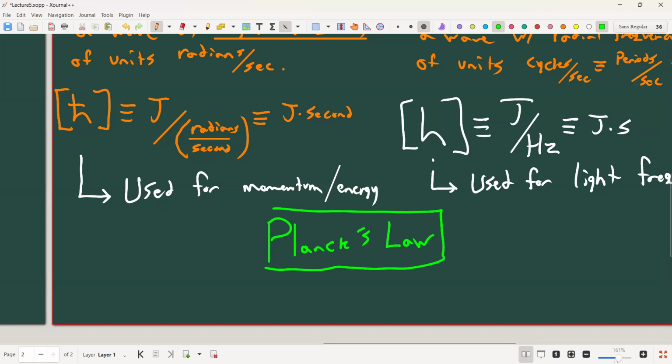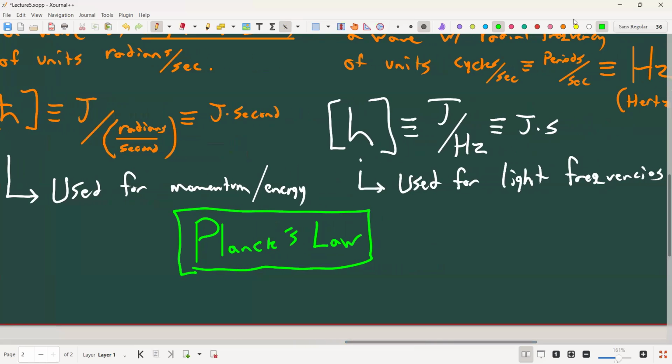This is one of those that I would highly recommend just burying in the back of your head. It's an equation I use on a daily basis in spectroscopy as a physical chemist. It's a super important law, and it's one of the easiest ones to remember.